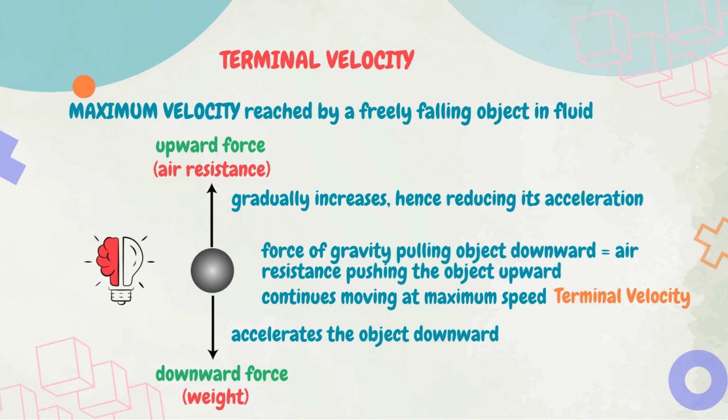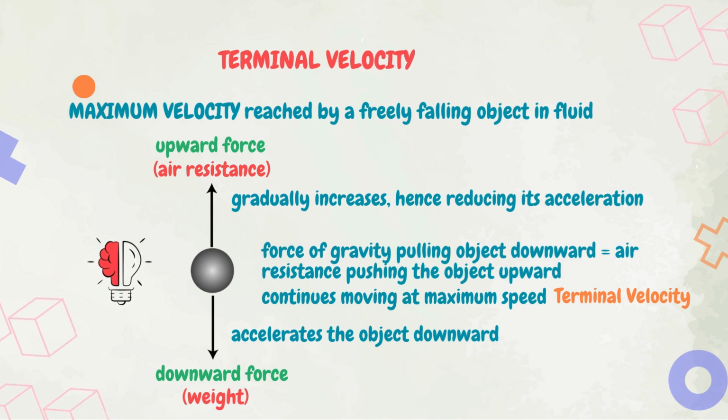Did you know that a typical raindrop has a terminal velocity of about 32 kilometers per hour? It might sound fast, but it's much slower than you'd think.